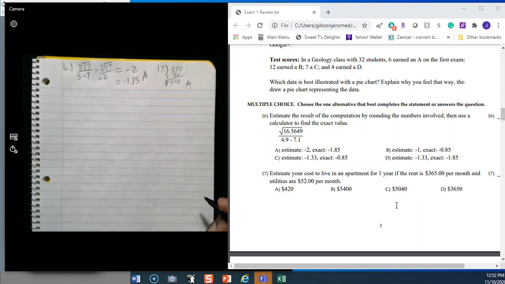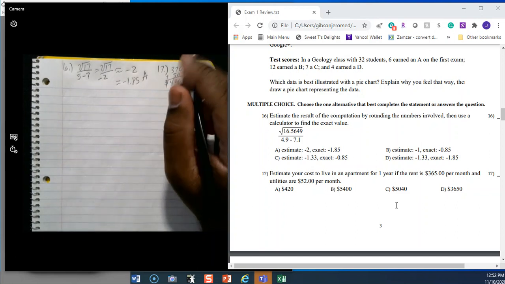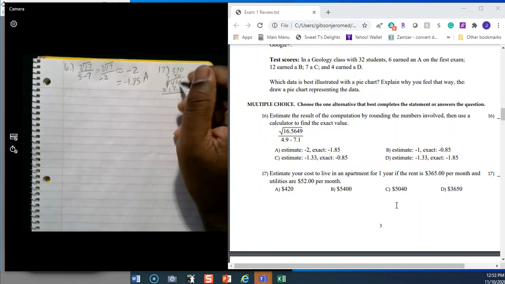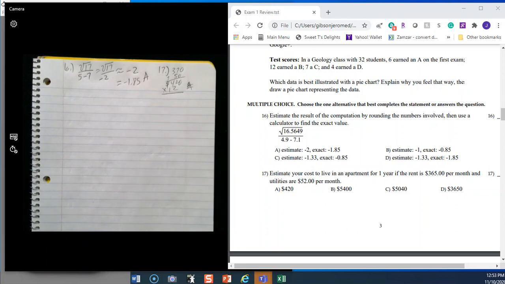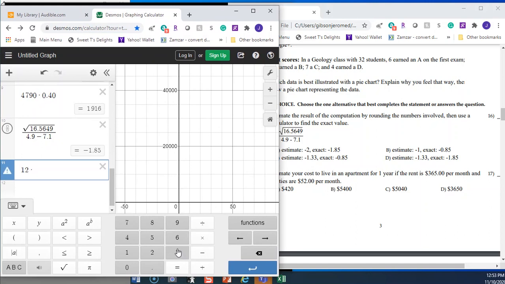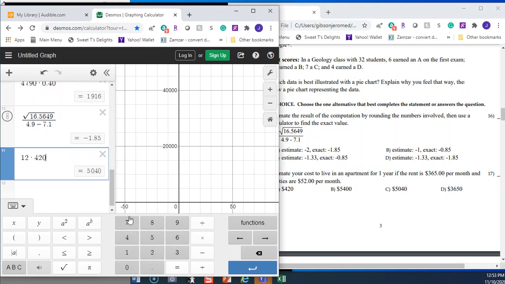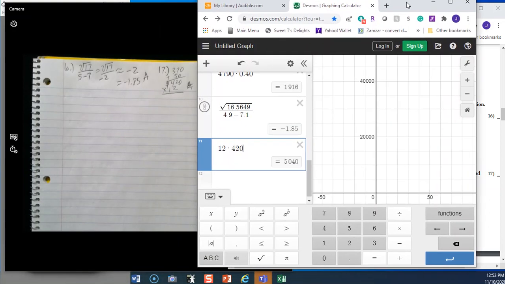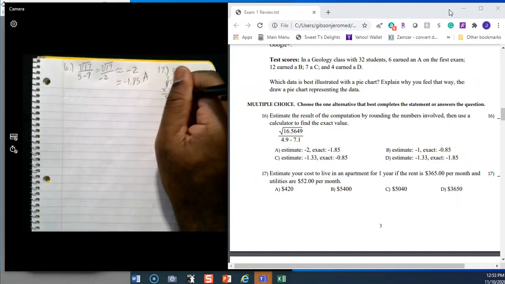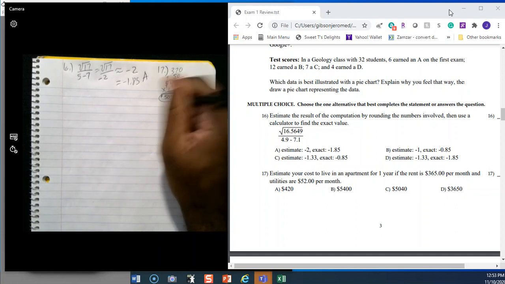Wait a minute. Let's see. Oh, but they want us to do this for 1 year. So it wouldn't be A. We have to multiply this by 12, because they want to know how much it would be for a year, not just for 1 month. So we would take 12 times 420, which would be 5,040, which would be C. So the answer would be C. That'll be the estimate.